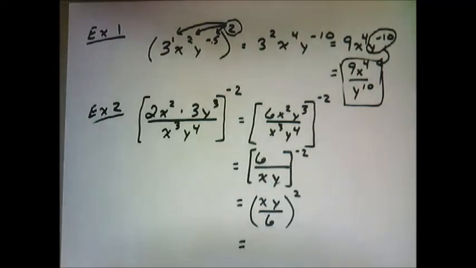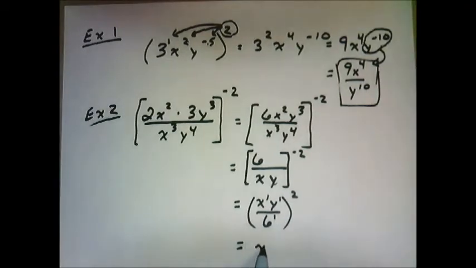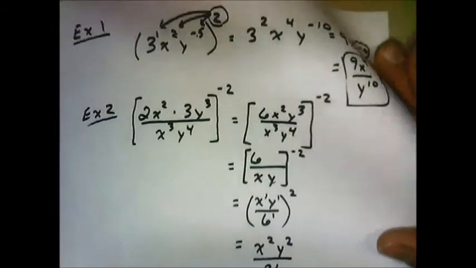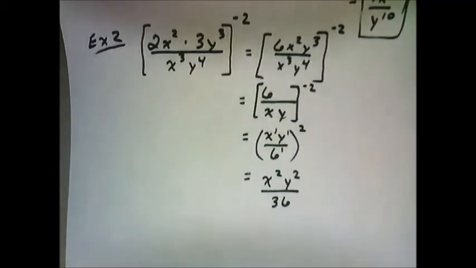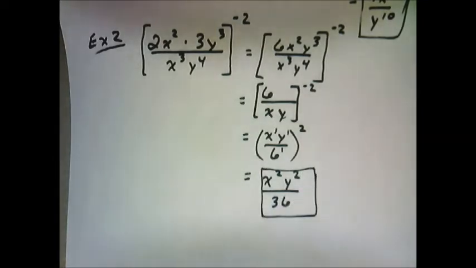Now we can finally clean this up by taking that 2 and multiplying it into each of our exponents. Remember, if there's not an exponent with it, it's going to be a 1. So we get x squared, y squared, over 6 to the first squared, so we get 6 squared, or 36. So you can see it. There's our answer, x squared, y squared, over 36.